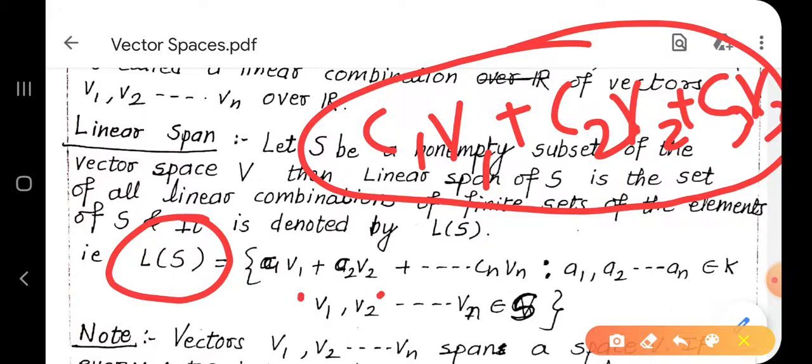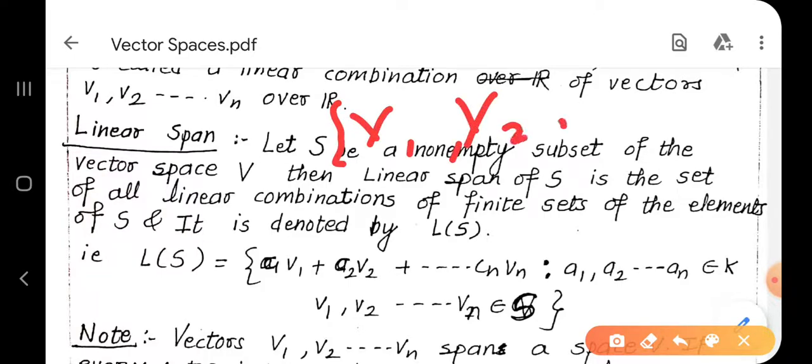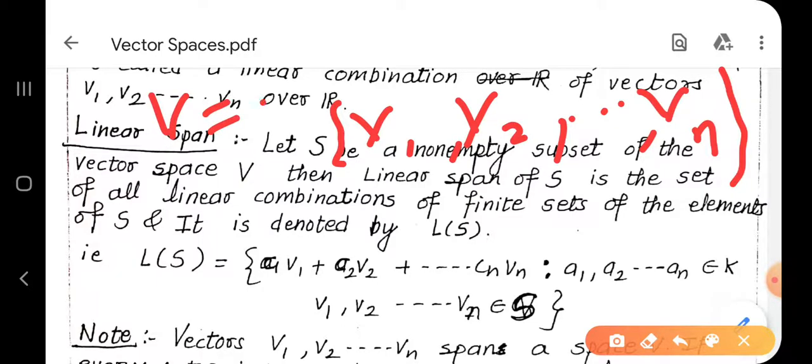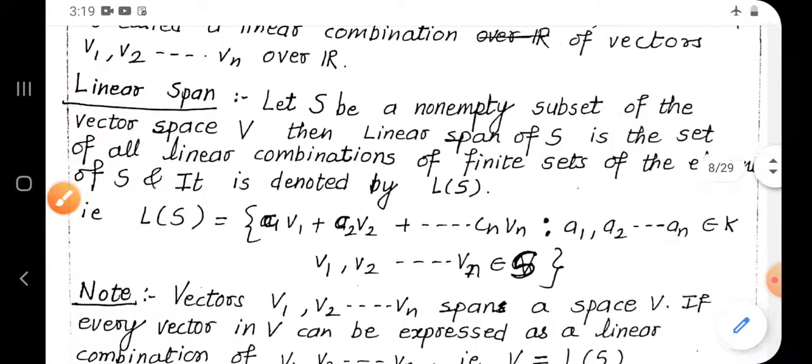And that I want to tell you: if I have a set v1, v2, dot vn, and each element of V is expressed as a linear combination of these elements, then we can say that this V is generated by these elements. So this set v1, v2, vn spans V, right? So that is the concept of a spanning set.